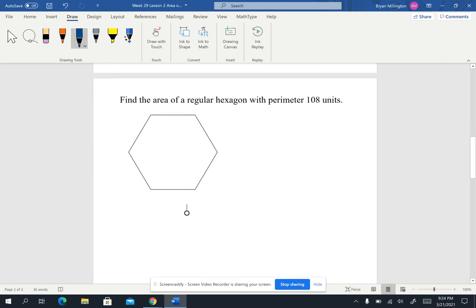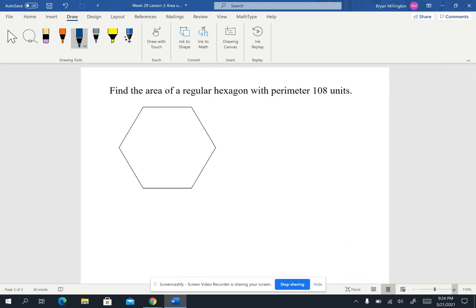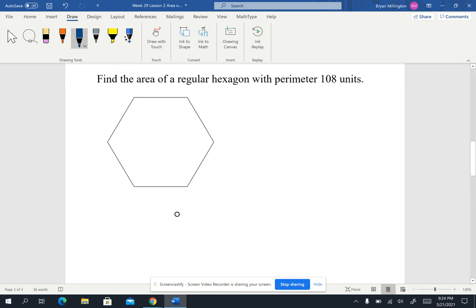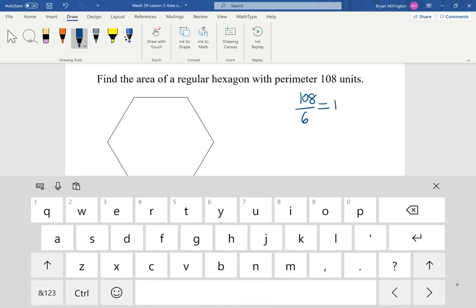All right, this next one, find the area of a regular hexagon with a perimeter of 108 units. So we're going to take 108. This is regular, which means all the sides are the same. So we're going to divide by 6. So 108 divided by 6 gives me 18.